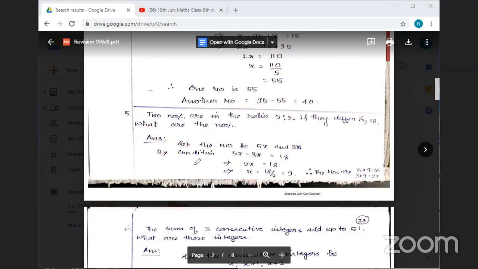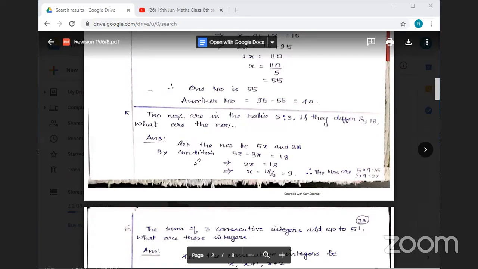Now, any doubt in this fifth problem? No doubt, sir. Whenever the ratios are given, we have to take it. Let the numbers be 5x and 3x. Whatever the ratio may be, we have to put the x. Any doubt in this? No, sir.